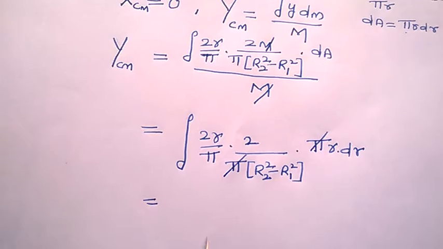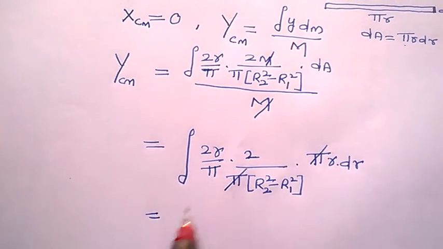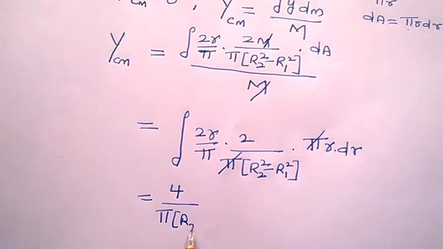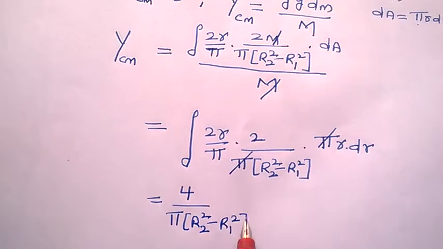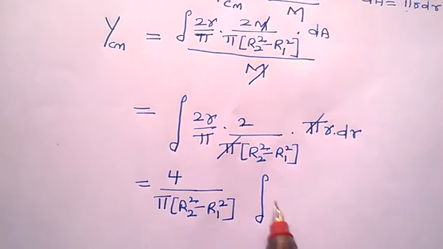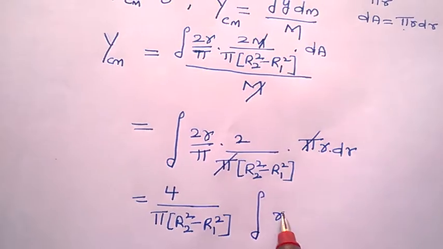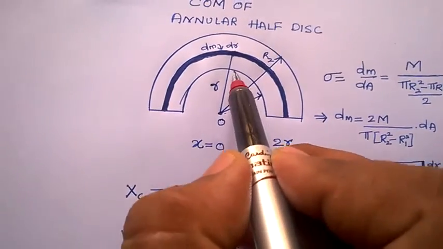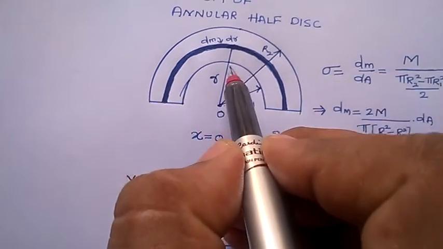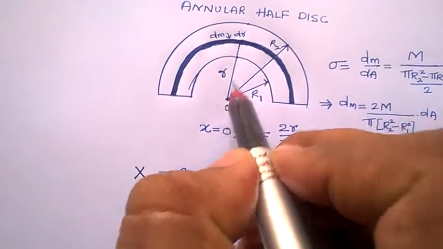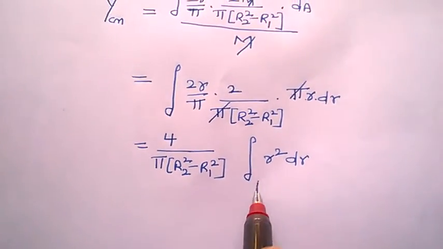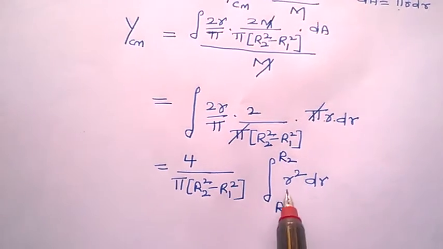So let me take out the constants outside the integration. 2 2's are 4, and pi comes out along with R2 square minus R1 square, and inside the integration you have r into r, which is r square dr. Now what are the limits of this r? If you look at the figure, the limits of r start from this point and end at this point. So the limits of r are not 0 to R2, but from R1 to R2. So the limits would be R1 to R2, r square dr.